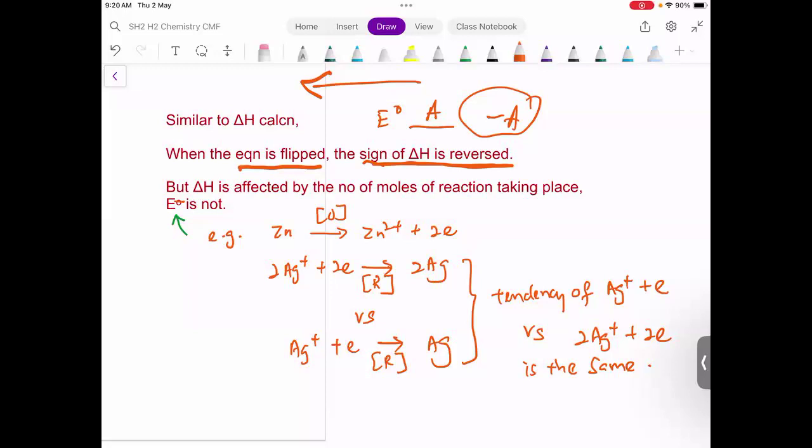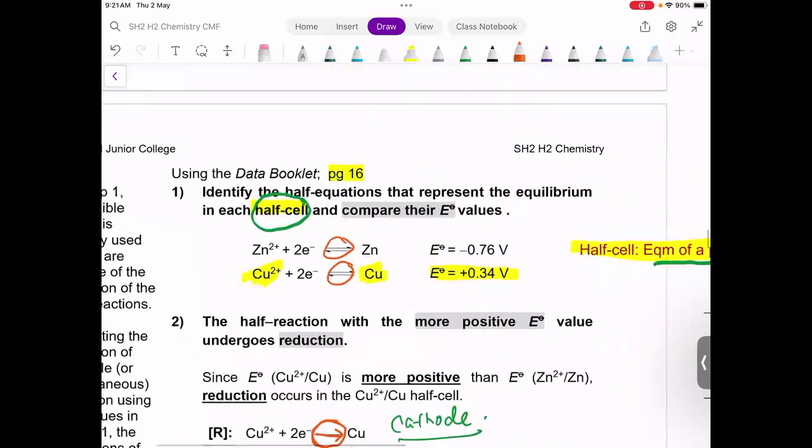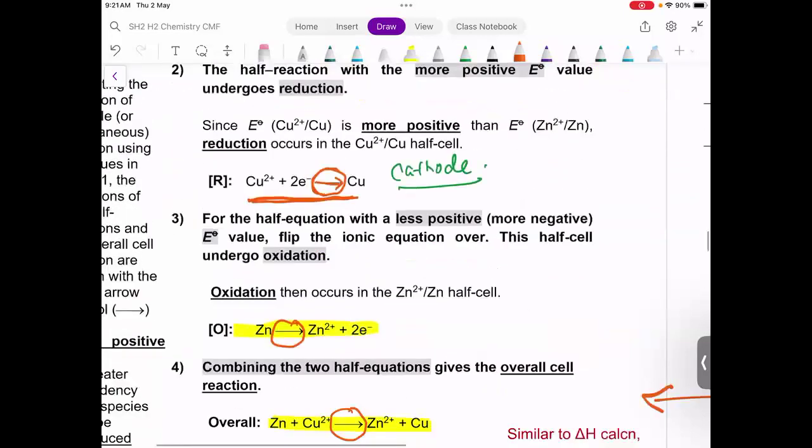Can you repeat when we use the half? Before we decide which one is the cathode, we use a reversible sign. After we have decided which one is the cathode and which one is the anode, then we use a complete arrow. Yes?